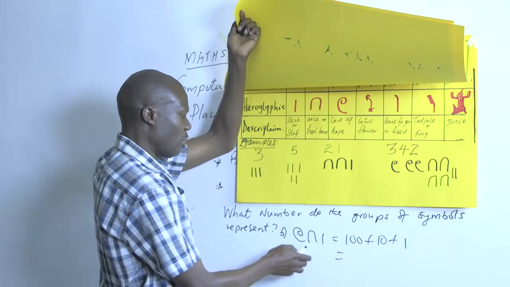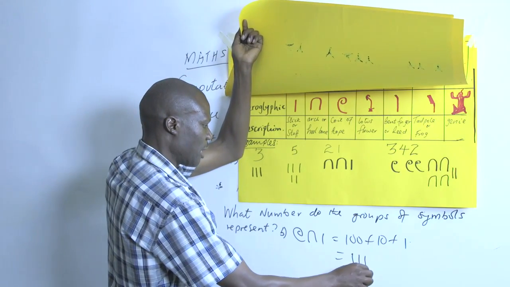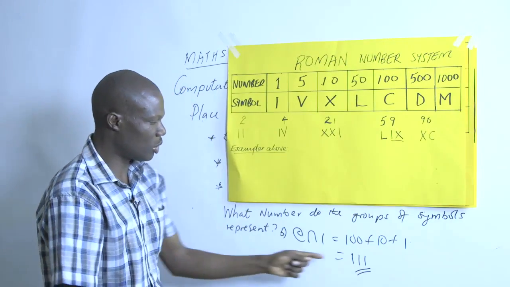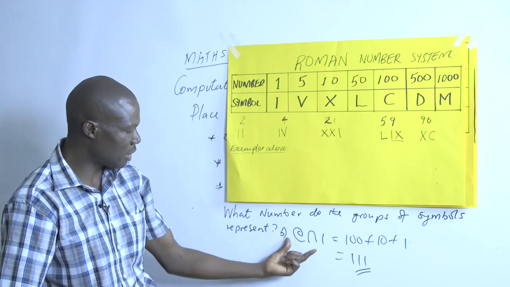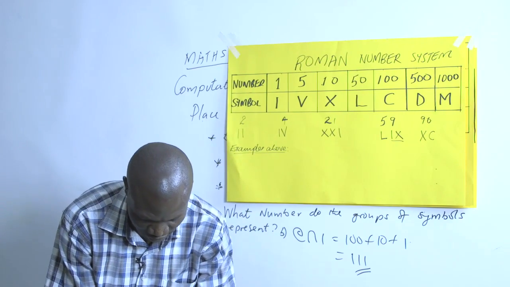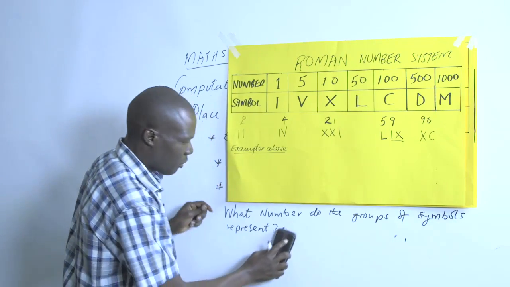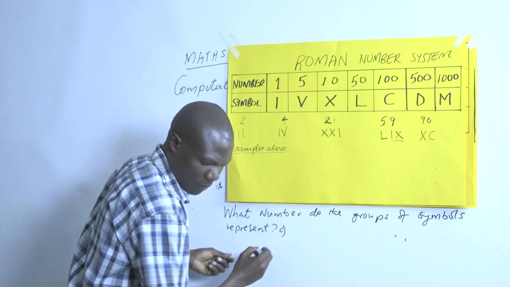So the value of these Egyptian symbols is 111. This one is the value of this particular symbol. So we have it in Egyptian and we have it in ordinary figures. Now the last group of the Egyptian examples, the third one.